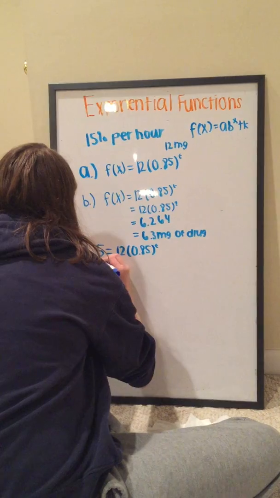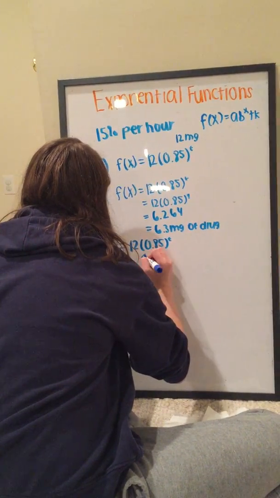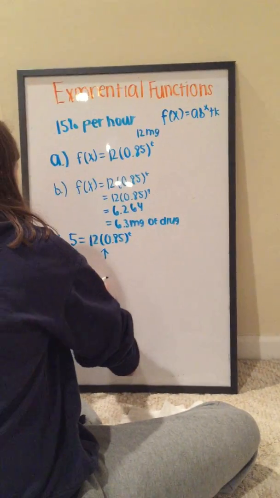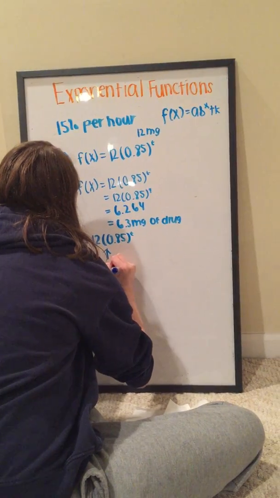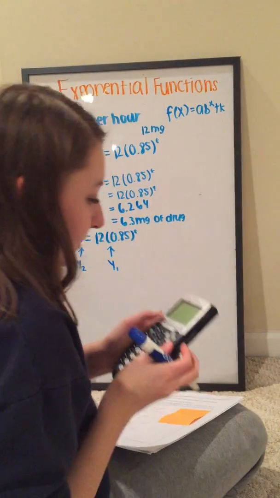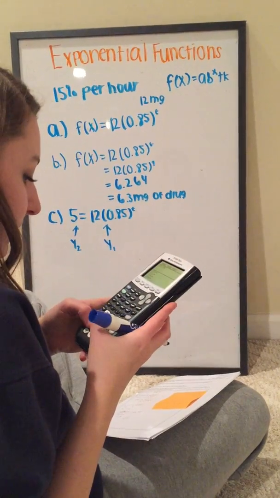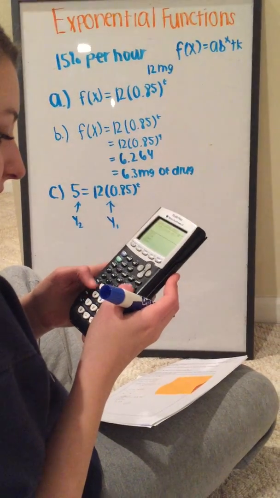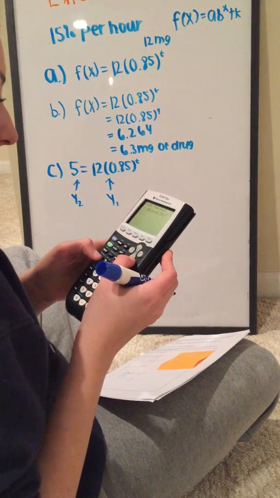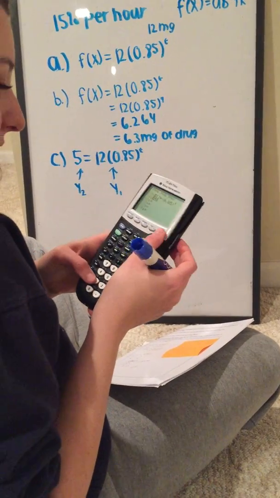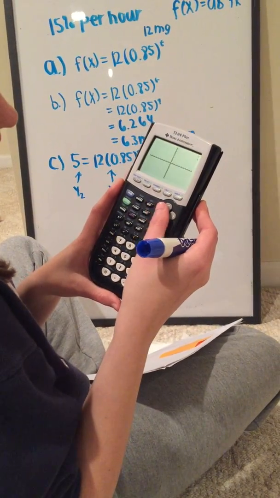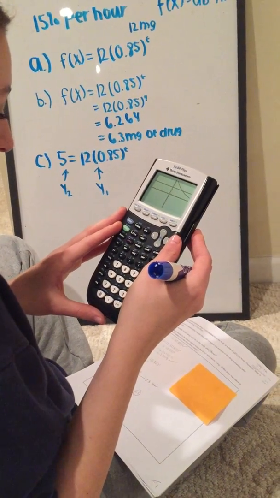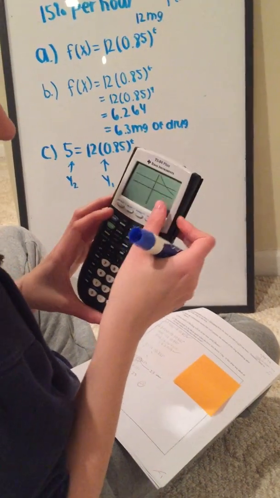And then we want to put this into y1 of your calculator. And then we want to put this into y2, and then that into y1. And so when we do that, it'd be 12 times 0.85 to the t, which would be x, and then 5. It might not show up right away, so then we want to find that exact point, where they intersect.